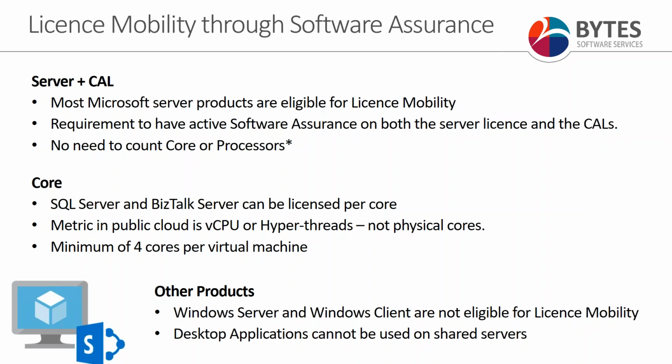So core licenses, products like SQL Server and BizTalk, can be licensed on a per core basis. When you're licensing in Azure, for example, the license metric is virtual CPU or hyperthread, and it's obviously not physical cores itself. So with that in mind, you need to bring over the right number of licenses based on the size of the VM, remembering that SQL per core is licensed in packs of 2, so one license equals 2 cores. To give you an example, an Azure A3 VM has 4 cores, so you'd need to bring over 2 times 2 core packs.